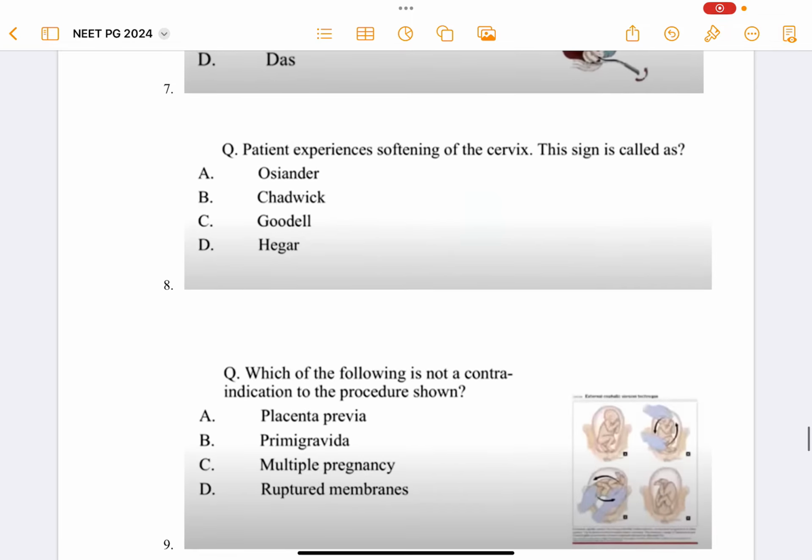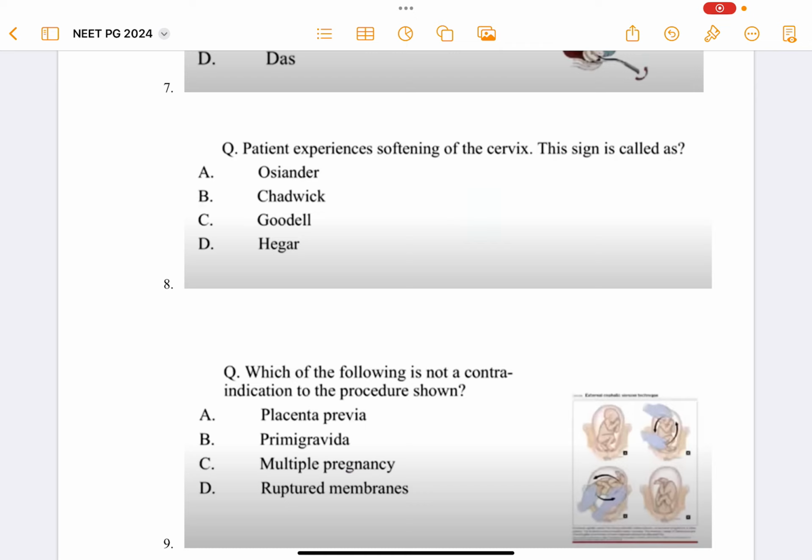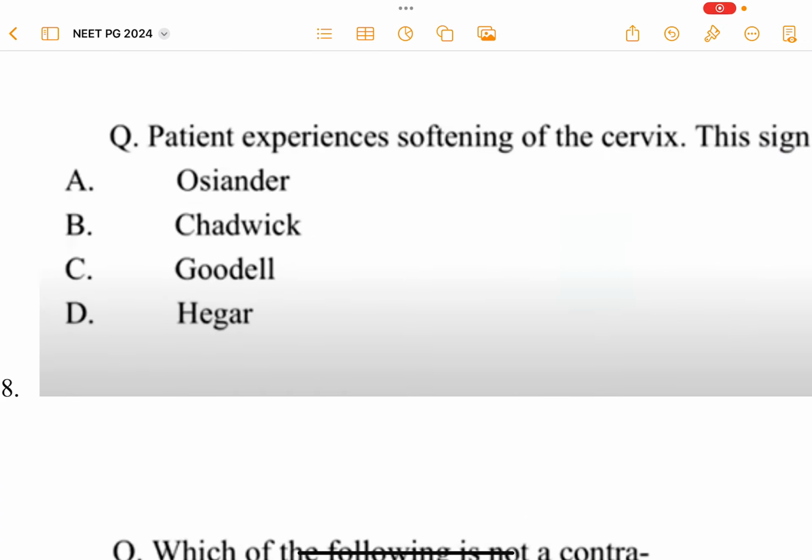Coming to question number 8, patient experiences softening of the cervix. What is this sign called? Always remember Goodell sign. Goodell sign is the sign which is the softening of the cervix. At the same time, I would also like to tell what is Chadwick sign. Chadwick sign is bluish discoloration of the vagina, which is seen in pregnancy.